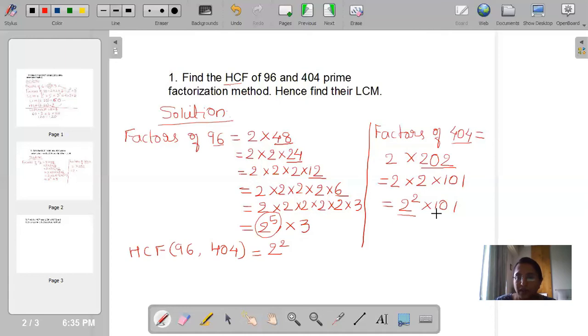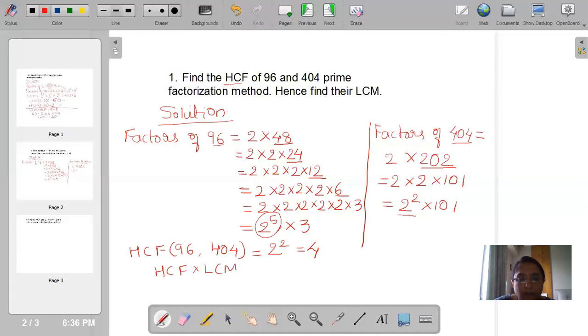Here 3 is there, here 3 is not there. 101 here is not there. So its HCF is 2 square, that is, HCF is 4. Now LCM we can find out directly, but here we'll use that relation.